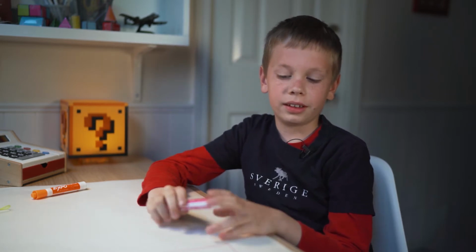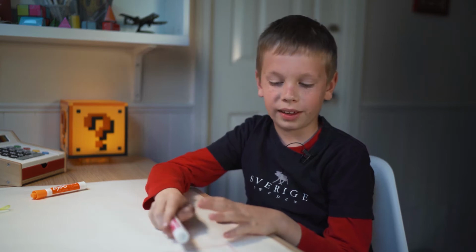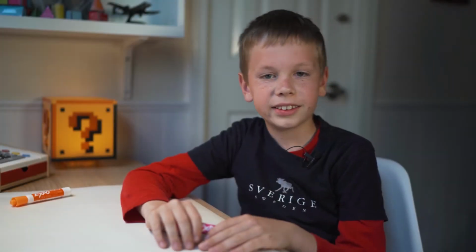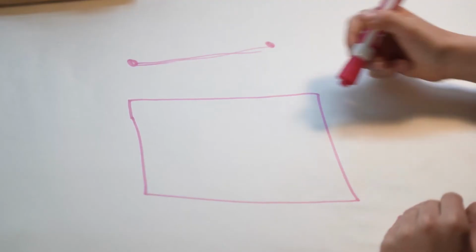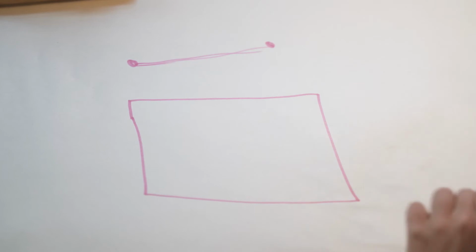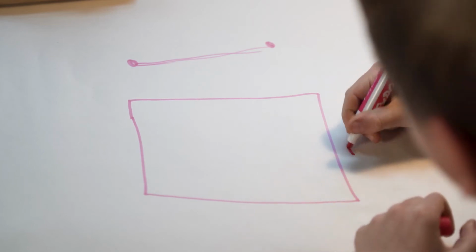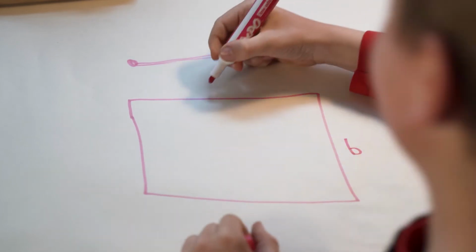The easiest way to learn how to measure area is to know how to measure a rectangle. Well, we have one here, so let's do it. The rectangle has two measurements. One is width and the other one is length. So let's call width B and let's call length A.